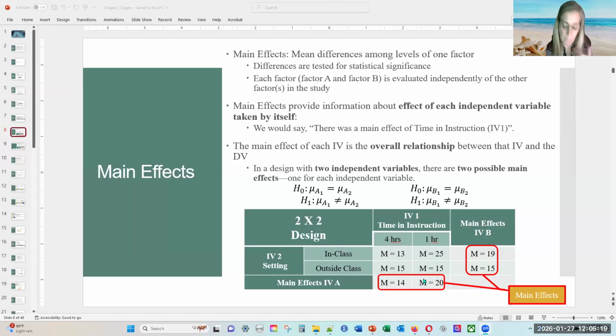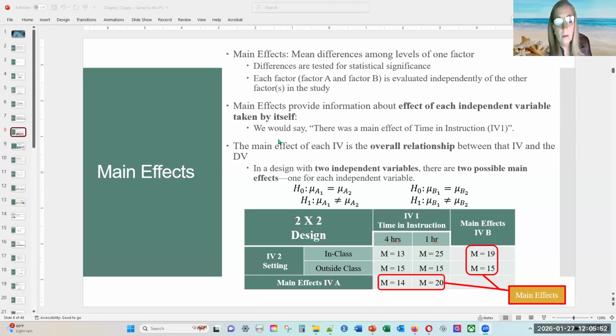I would do the same for the other factor. And this is not making any comparisons or taking any consideration for the other factor, which is setting in this example. But when I'm looking at main effects, I want to look at each factor individually for all of the factors involved. So after looking to see if there's a difference between the time in instruction, I would then look to see if there's a difference in setting for the other factor.